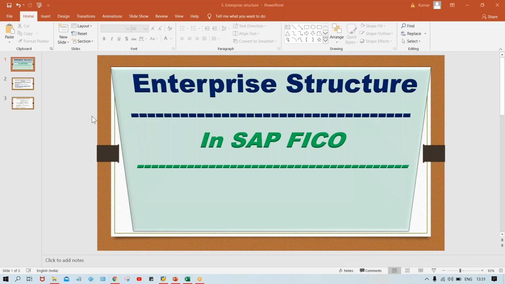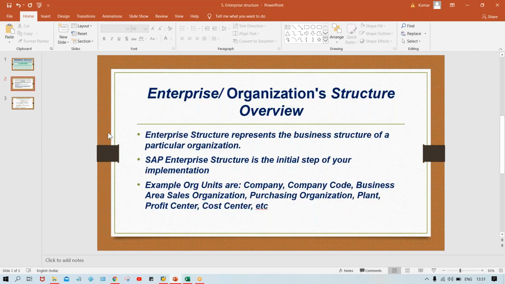Now let's have a look one by one. Let me show you this PPT first. Look here, guys: enterprise structure is also called organizational structure. Enterprise structure represents the business structure of a particular organization. SAP enterprise structure is the initial step of implementations.